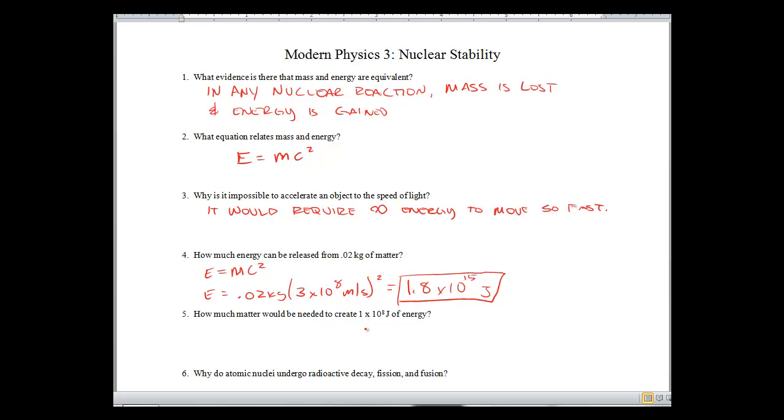How much matter would be needed to create 1 times 10 to the 8th joules of energy? We're going to take that equation and solve it for mass. So it's just the energy over c squared. So we're going to have 1 times 10 to the 8th joules divided by 3 times 10 to the 8th squared. When we do that, we get 1.11 times 10 to the negative 9th kilograms, which is not very much mass at all.